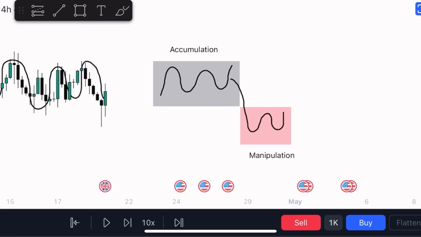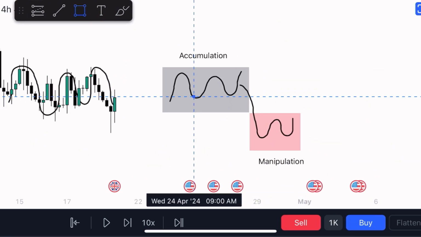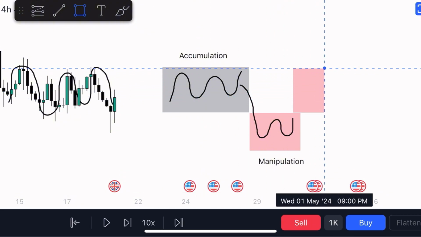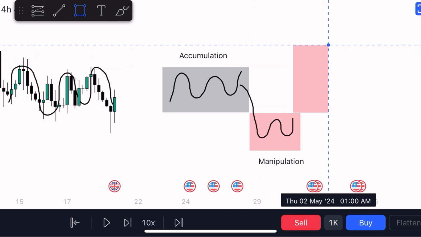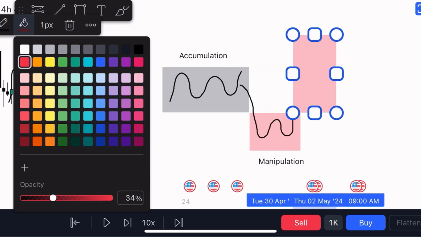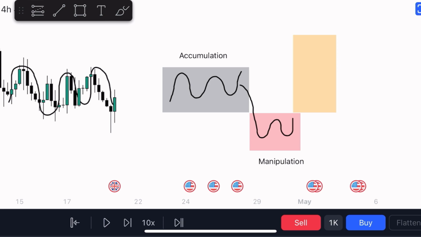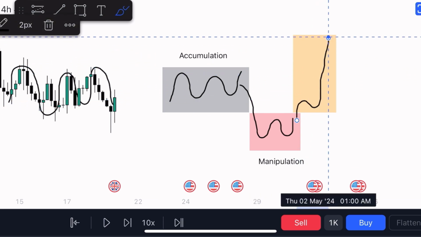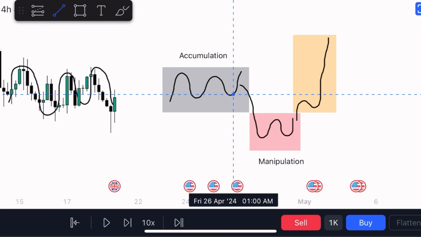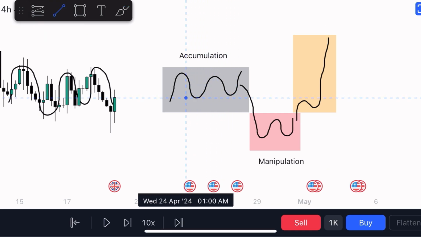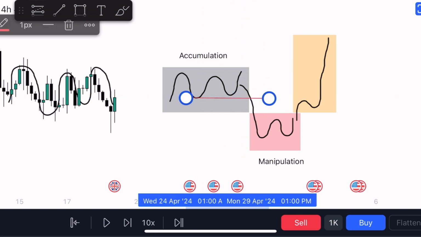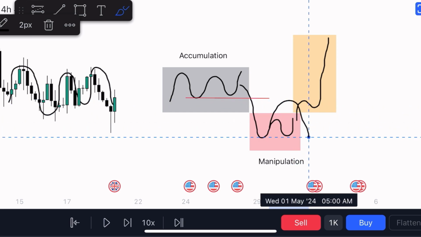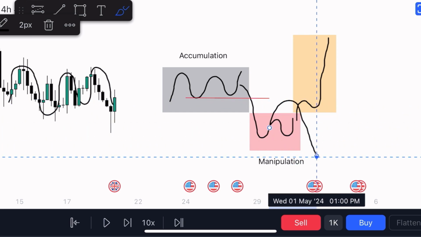Okay, so after the manipulation we get distribution, and what happens in distribution is that the price goes up and it sweeps the high of the accumulation. I will color it orange. What happens in this is that the price goes up and it sweeps the high of the accumulation. But sometimes when the price closes below this support, we call it the market structure break, and it is bearish and the price retests this area and then the price goes down.